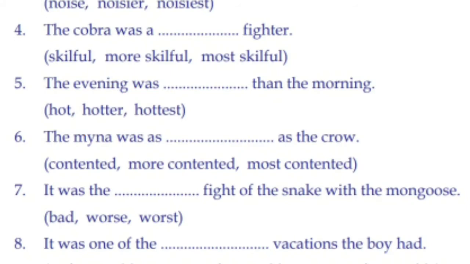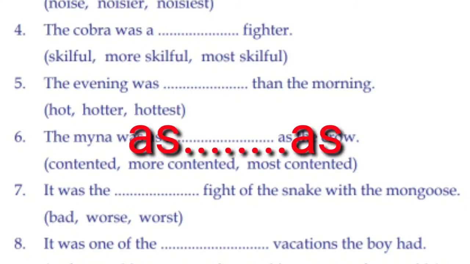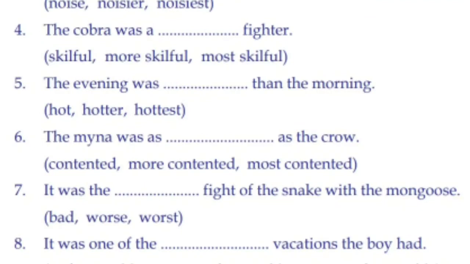Sixth sentence. The miner was as dash as the crow. What's the clue? 'As'. It gives you the clue that it's a positive degree. So the answer is: The miner was as contented as the crow.